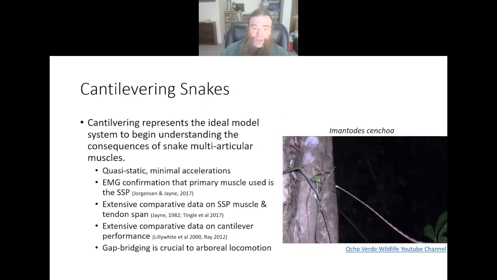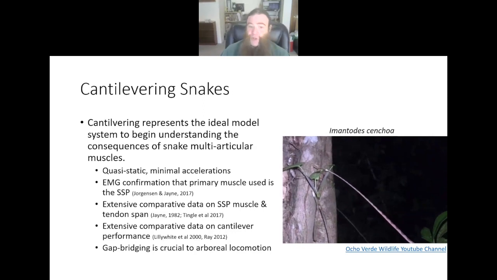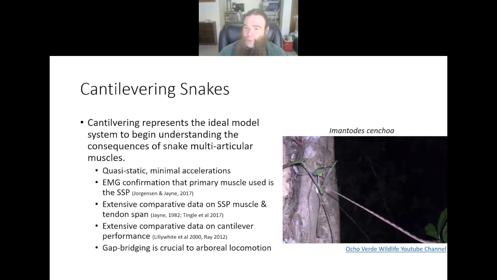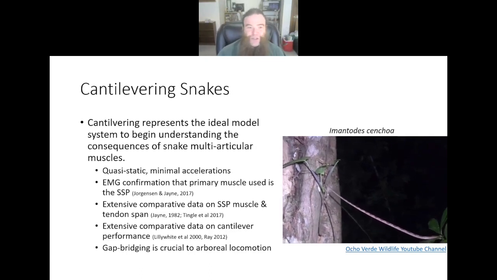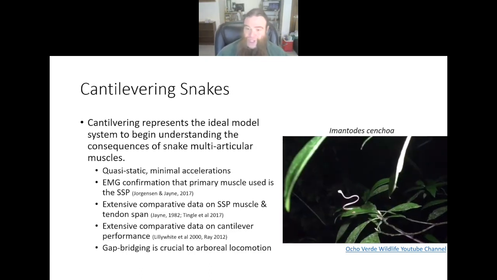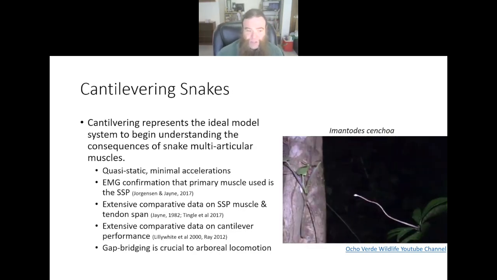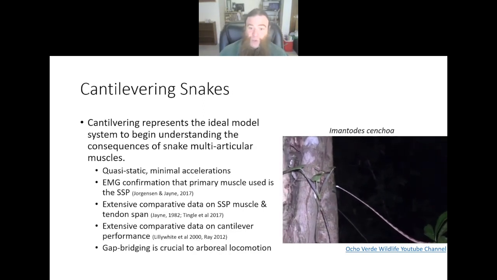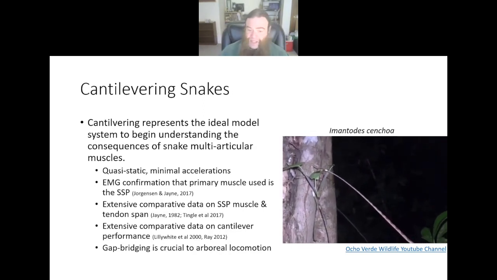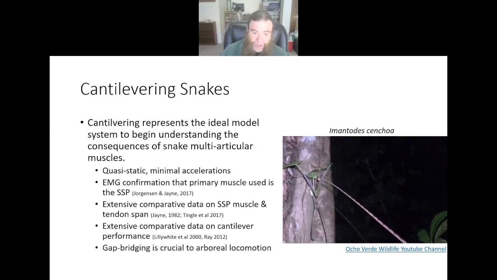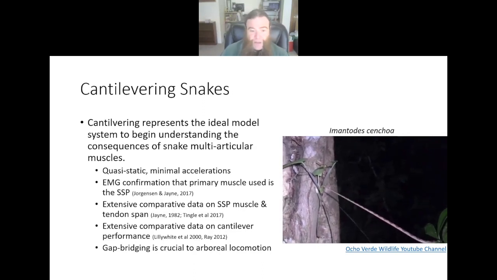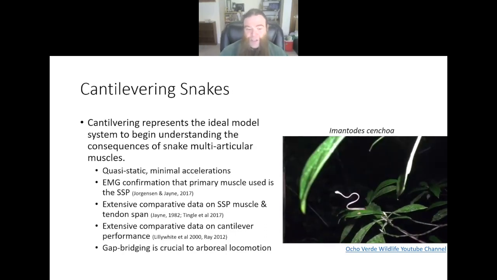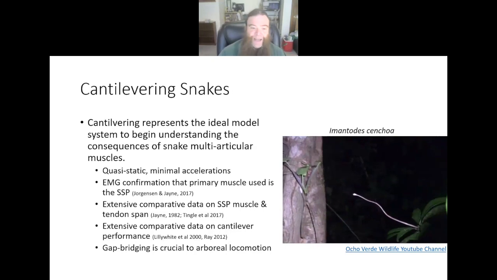It has a lot of other features that make it good for this sort of analysis. It's quasi-static, the accelerations are pretty minimal. It's wobbling around there a little bit, but we can generally assume accelerations are negligible. We do have EMG confirmation that this particular muscle, the semispinalis, this dorsiflexor, is the primary muscle used in this activity. There's extensive comparative data on it, the aforementioned Jayne and Tingle papers. There's extensive comparative data on performance in snakes, so we can compare both performance and anatomy.